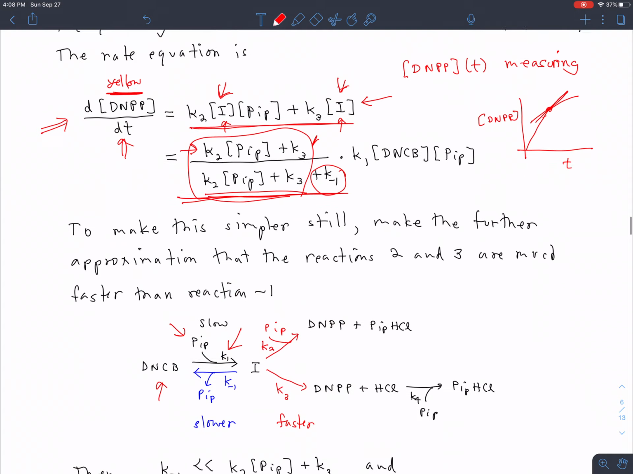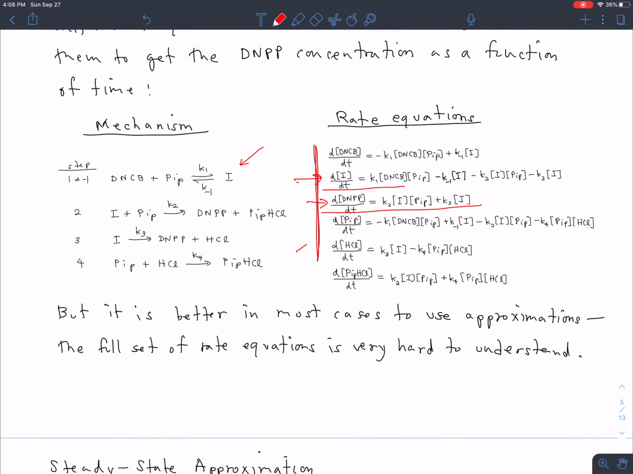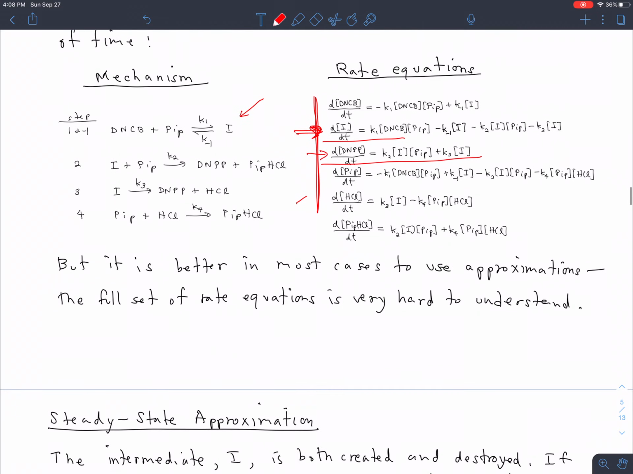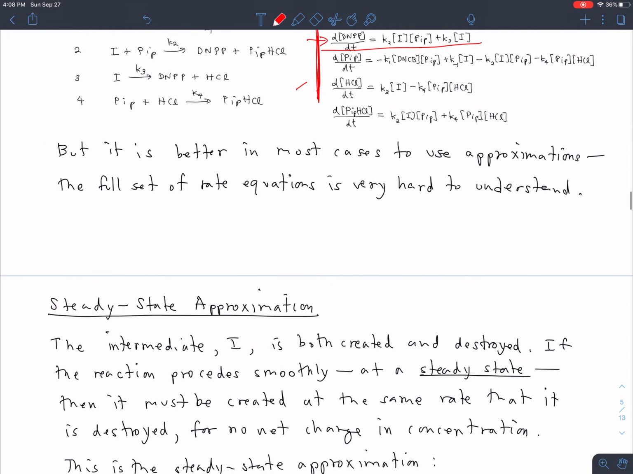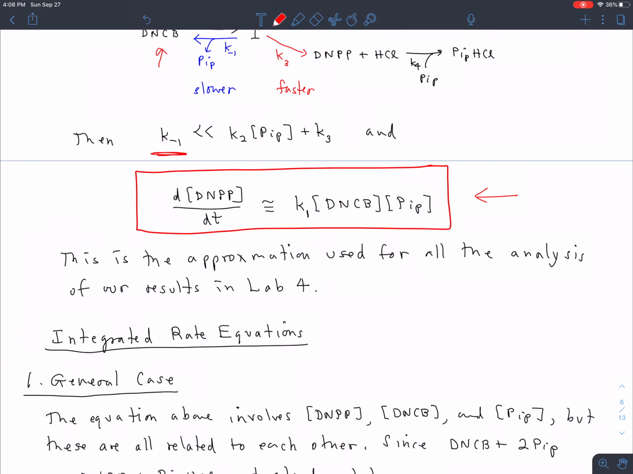All the other 5 rate equations have now disappeared. We got rid of this one by making the steady state approximation, and now all these other ones don't matter anymore because we boiled things down to just one rate equation that matters. The only thing we can actually measure is the DNPP concentration, and we boiled the rate equation for that one down to this nice simple second order rate equation. All right. So that's how we get to this point.